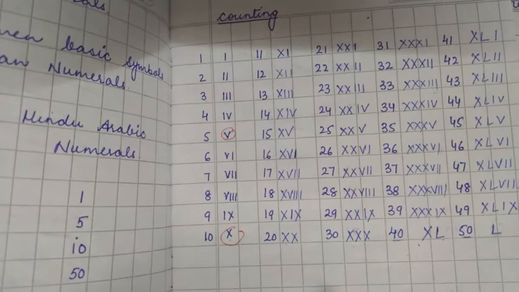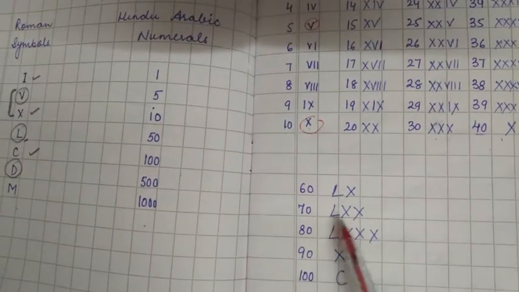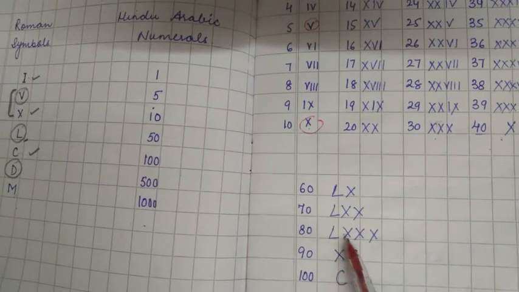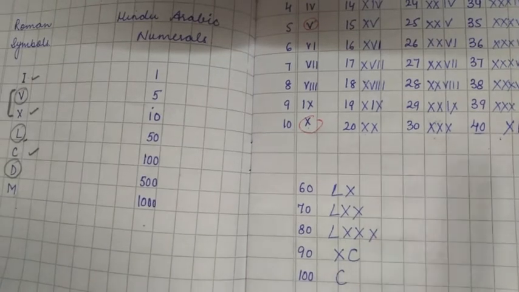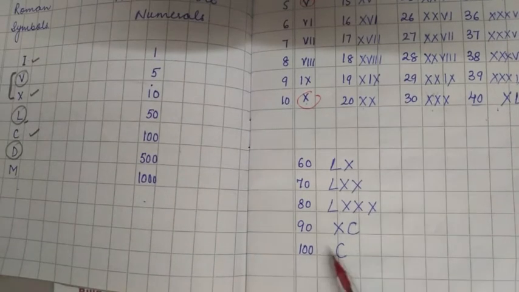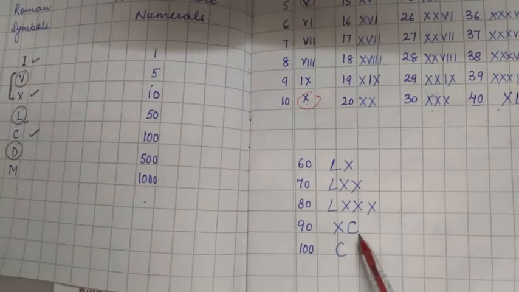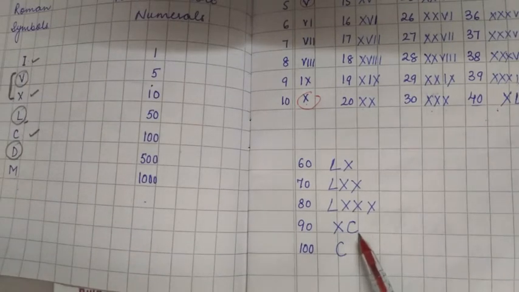Now how to write 60? This is 50 plus 10, 60. 50, 60, 70, 80. And 90, we cannot repeat X one more time to make 90. So what we will do, we have a symbol of 100, so 100 minus 10, that is 90. So this way we will write the counting.